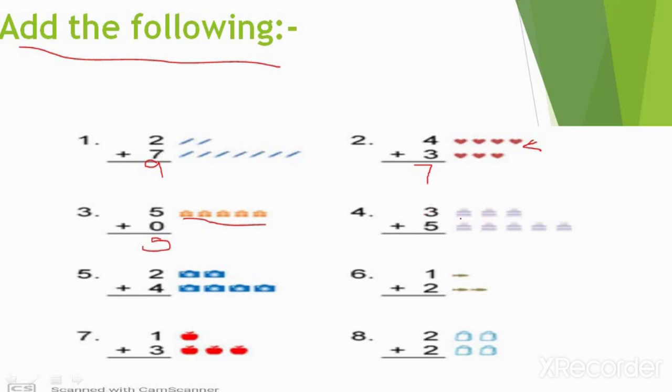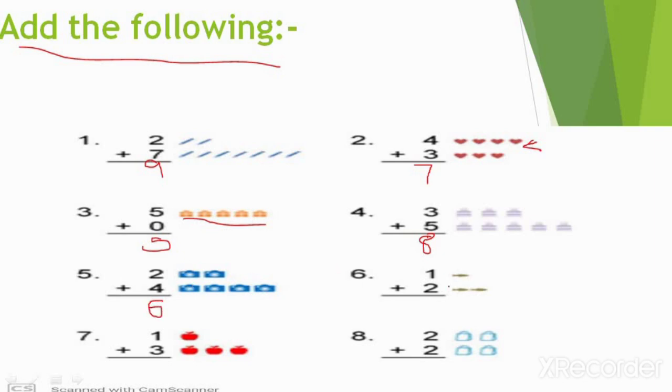3 plus 5, that means we have 3 objects already and we have to add 5 more to it. So 4, 5, 6, 7, 8. 3 plus 5, we get number 8. 2 plus 4, that means we already have 2 objects or 2 numbers. So we have to start counting after 2. 3, 4, 5 and 6.